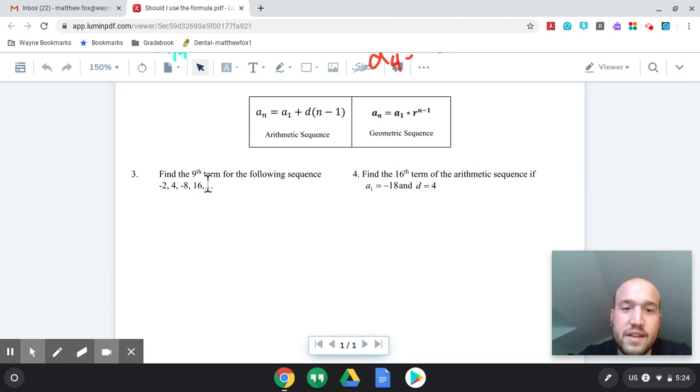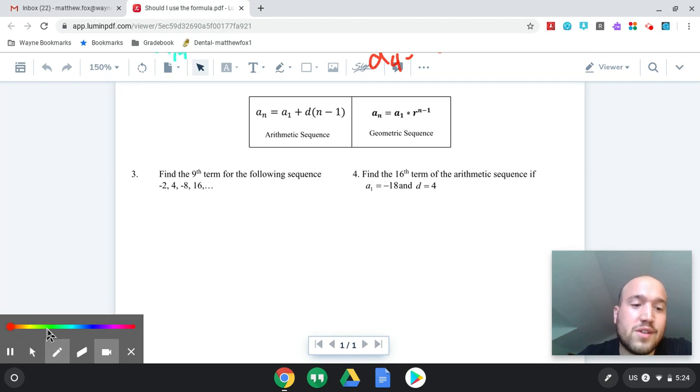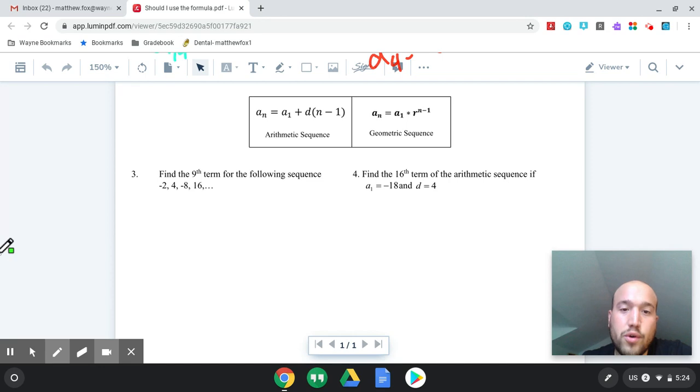Here it says find the 9th term for the following sequence. Now, once again, 9th term, it's kind of up to you. That one's close enough we could count them out, but it's kind of off in the future. However, in order to use a formula, we have to know what type of sequence this is. Is it arithmetic, geometric, or neither?